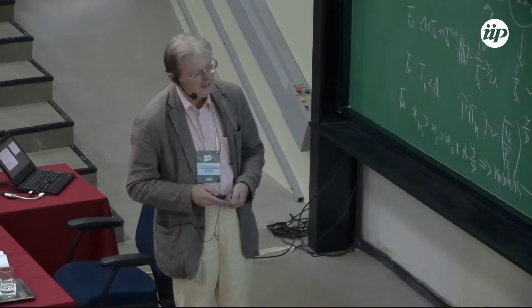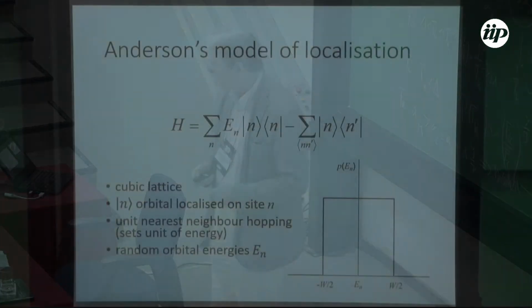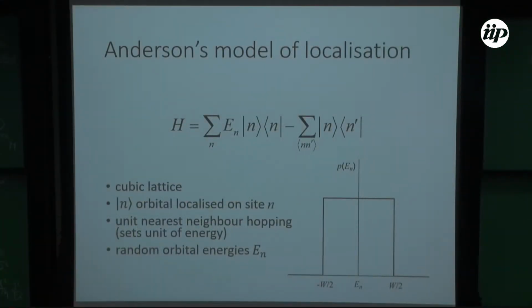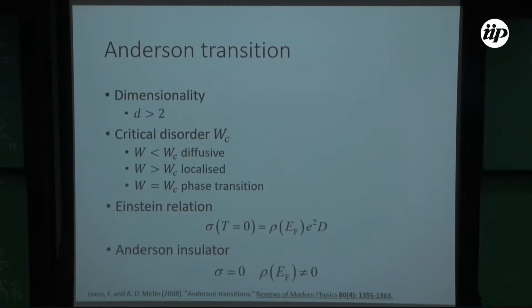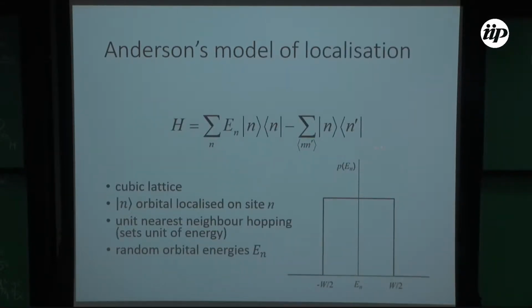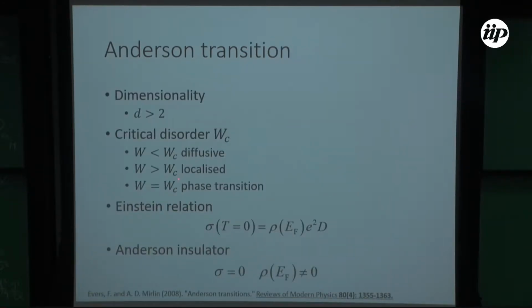So, simulations have been done in the Anderson model. I think everyone is familiar with the Anderson model, probably, so I won't labor that. In d greater than 2, we have a transition. It's diffusive for small disorder, where W is the parameter which determines the amount of disorder. For weak disorder, it's diffusive. For strong disorder, it's localized, and there is a critical value of disorder where we have the Anderson transition.